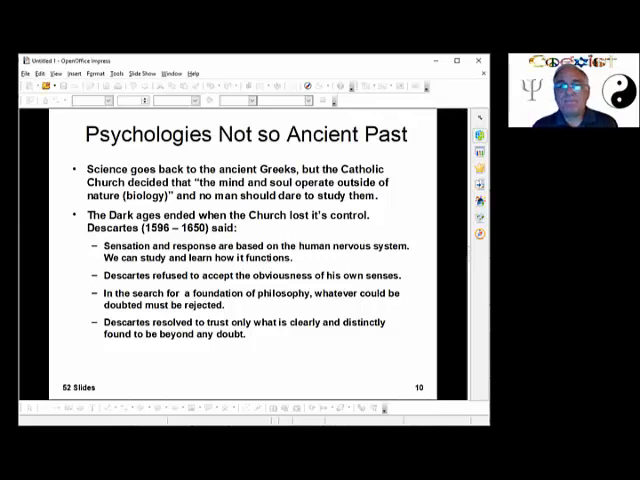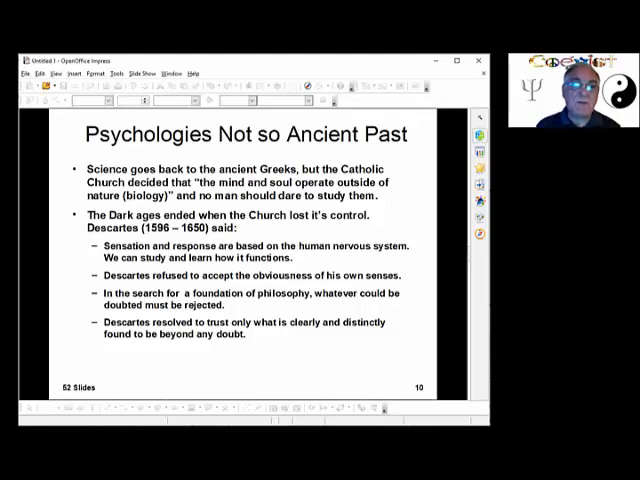So Descartes did agree with Socrates, Plato, and Aristotle that sensation responses are based on the human nervous system, and so we can study and learn how it functions. He also refused to accept the obviousness of his own senses. He believed in the difference between sensation and perception. What he knew comes from the brain, and the brain is an interpretation of the world, not the world. The brain does not see, the brain does not smell, the brain does not taste. The brain gets electrical signals and then interprets those electrical signals.